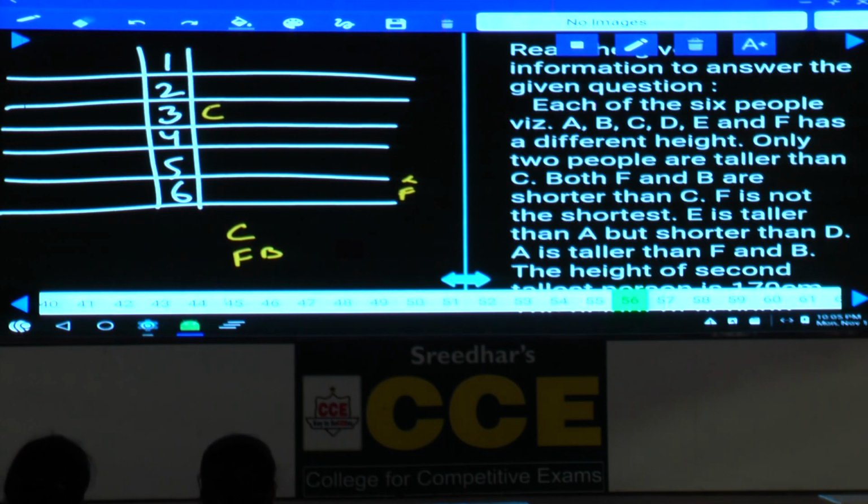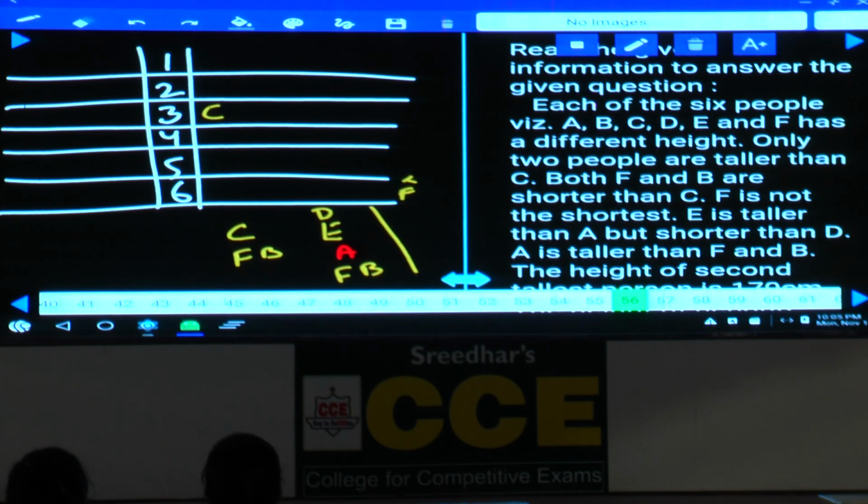And E is taller than A. This E is taller than whom? E is taller than A, but shorter than D, isn't it? Then A is taller than both F and B. As A is taller than both F and B, tell me how many persons are there?